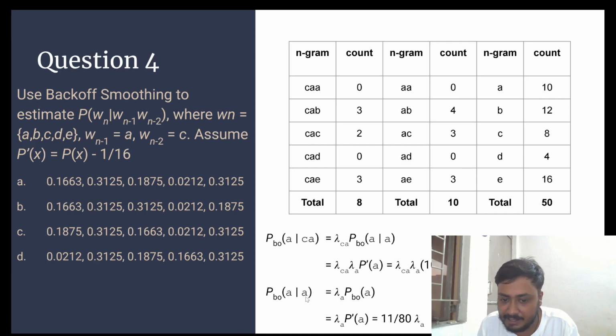And what is the bigram estimate? So the bigram estimate is simply lambda a. The lambda ca part is not there.